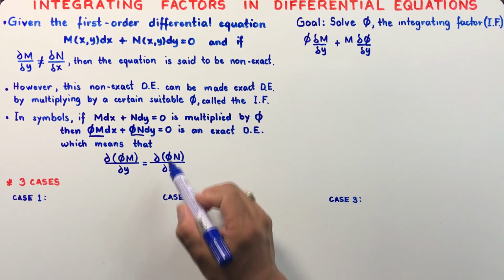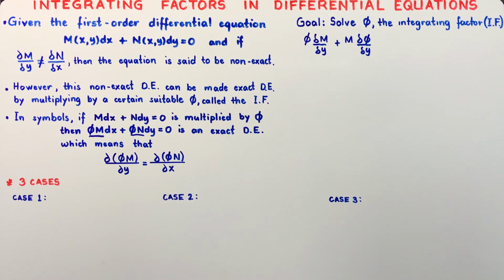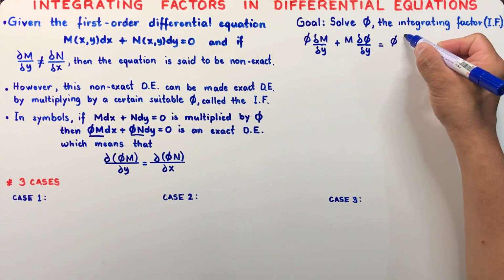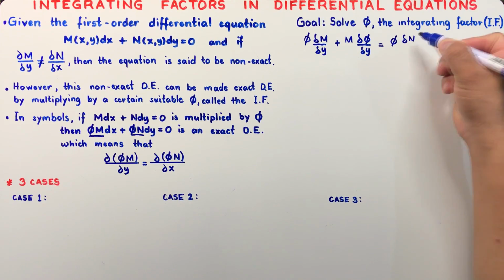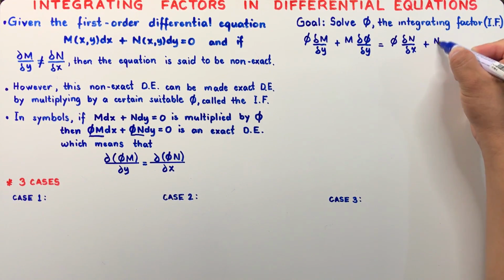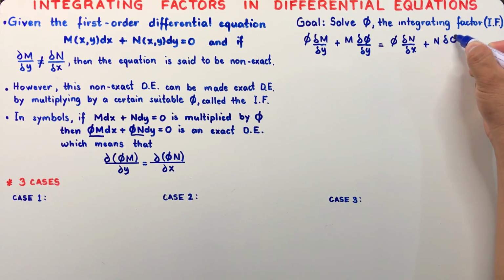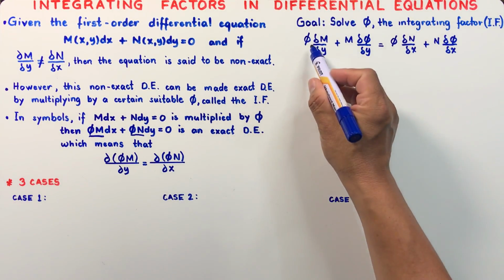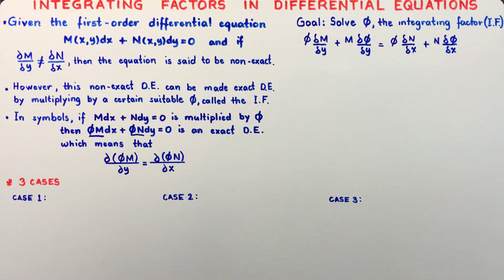Also, we need to find the partial derivative of the product phi and N. This is equal to phi times the partial derivative of N with respect to x plus N times the partial derivative of phi with respect to x. So to solve for our integrating factor phi, we need to group all the terms having phi at the left and all the terms without phi at the right.